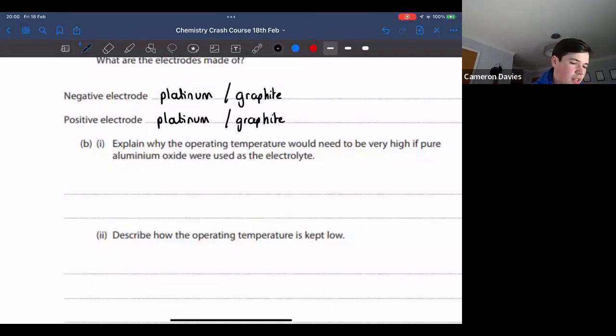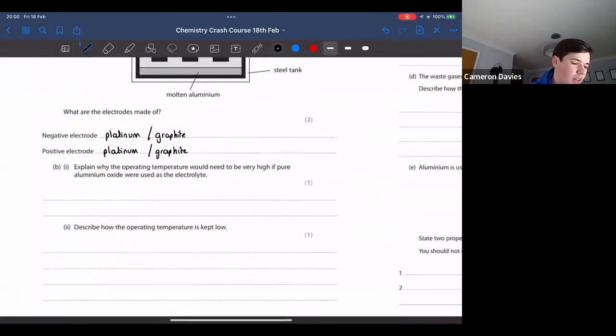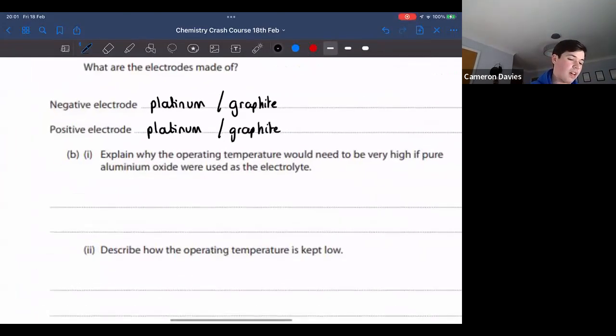Then the next question says, explain why the operating temperature would need to be very high if pure aluminium oxide were used as the electrolyte. Now, this is because aluminium oxide, if it's added to the electrolyte solution, we need it to be molten, we need it to be liquid so that it can actually react in the solution. So therefore, we're going to need a very high temperature in order to make it become molten.